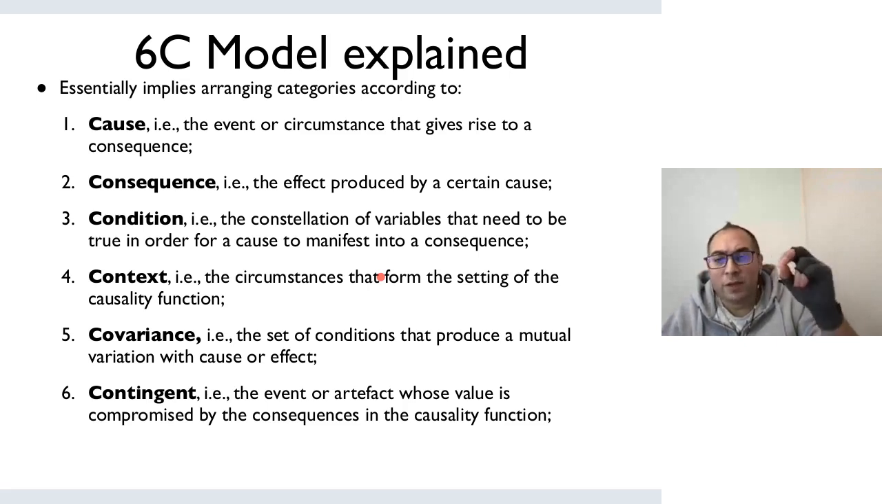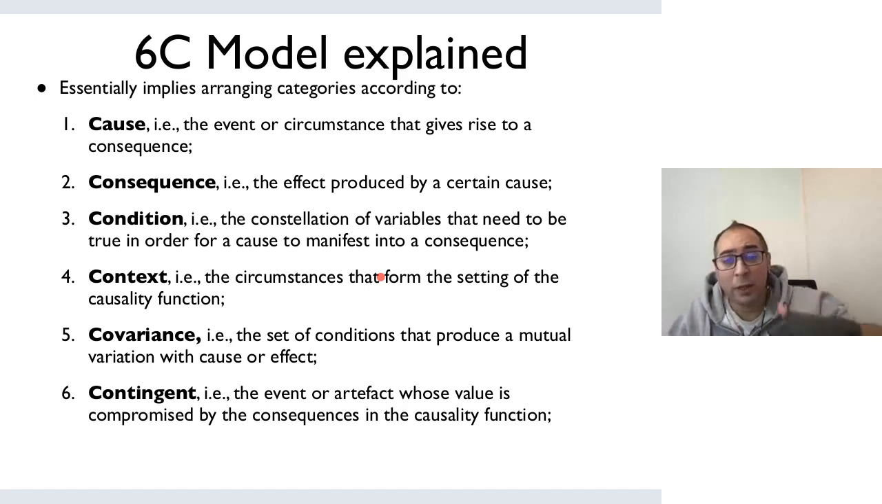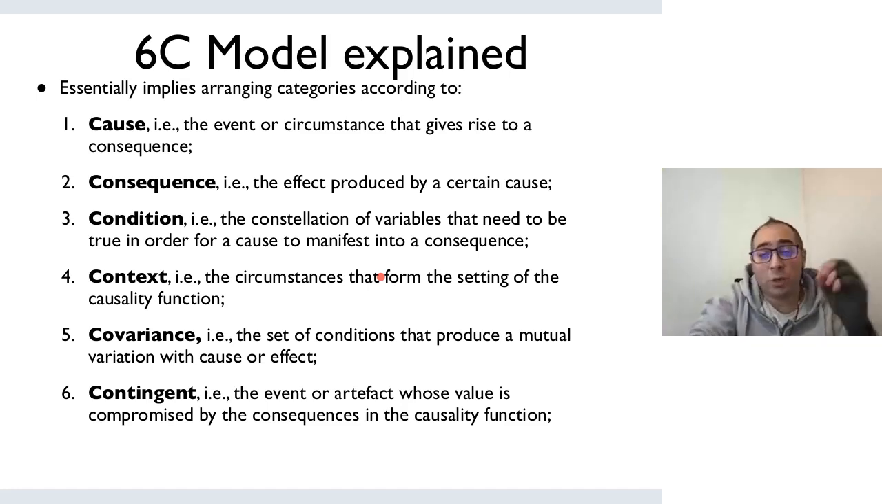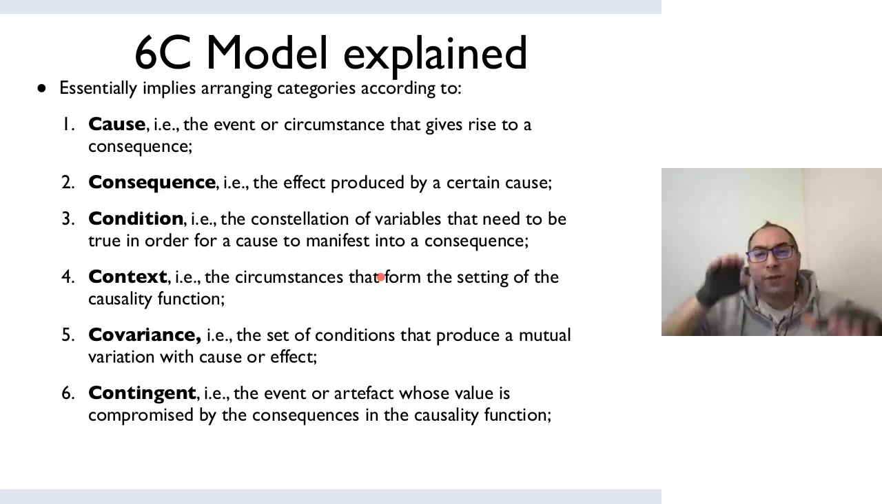Let's take a look at the categories themselves. You have cause, obviously, so events and circumstances that give rise to specific consequence. You have conditions, which are constellations of variables around it. Context, so circumstances around which specific context has manifested. You have covariances, so things that mutually vary. So they have a relation in between and they have a cause and effect trade-off being enacted. So they are related somehow with a cause-effect relation or evidence.